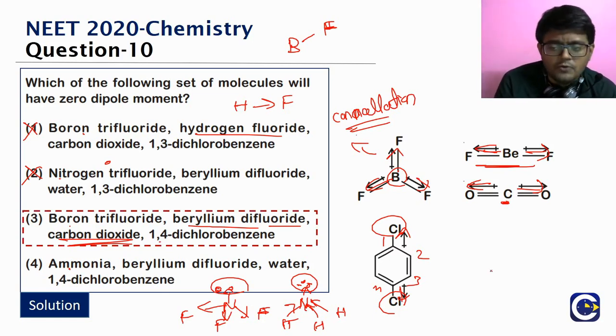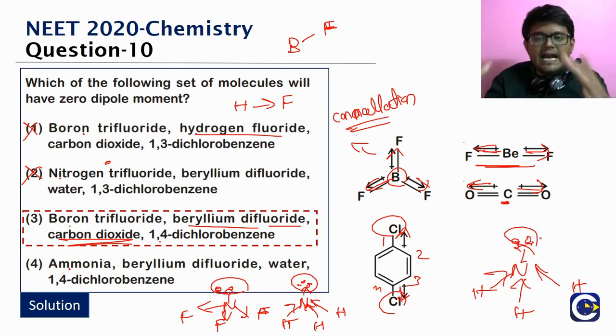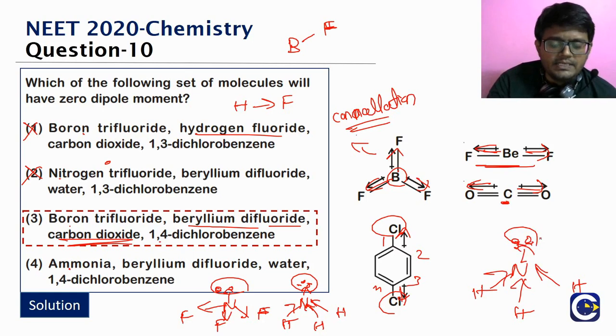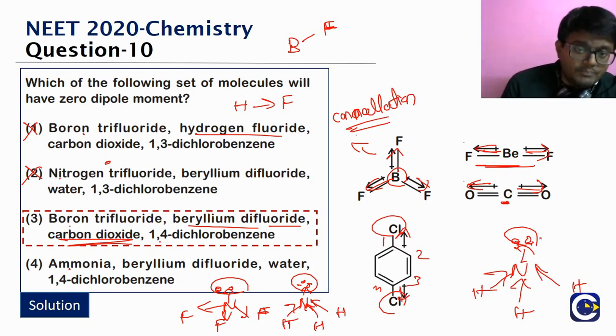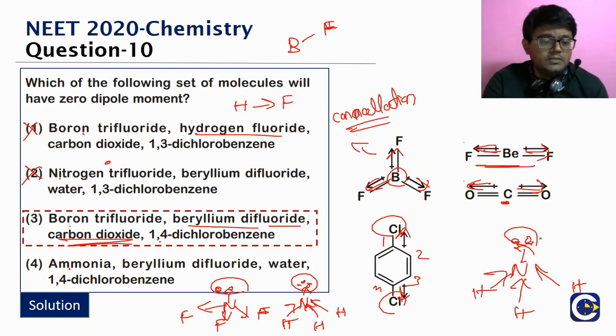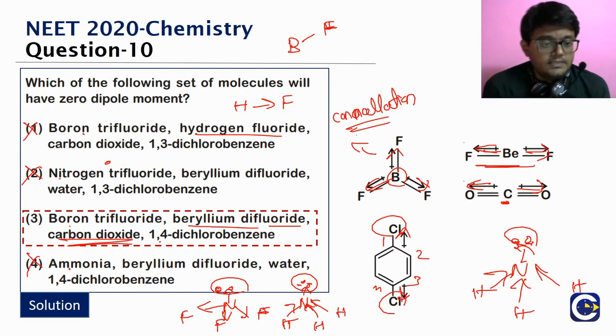But looking at option 4, what is option 4? Ammonia. Just now we were discussing it, right? In ammonia, the bond dipole moment and the lone pair dipole moment will add on to each other. They will be in the same orientation. That is why the ammonia dipole moment will be more than the NF3 dipole moment. So this also will have a dipole moment. So this is also not the answer. So what is the correct answer for this? Option 3. For all the molecules, the total dipole moment is 0.